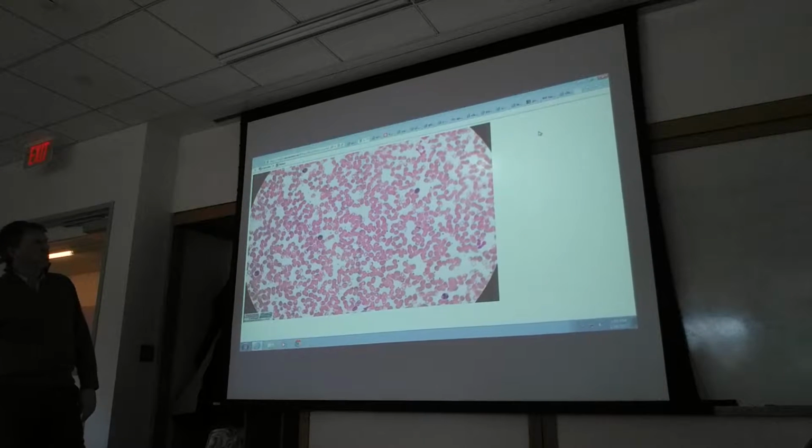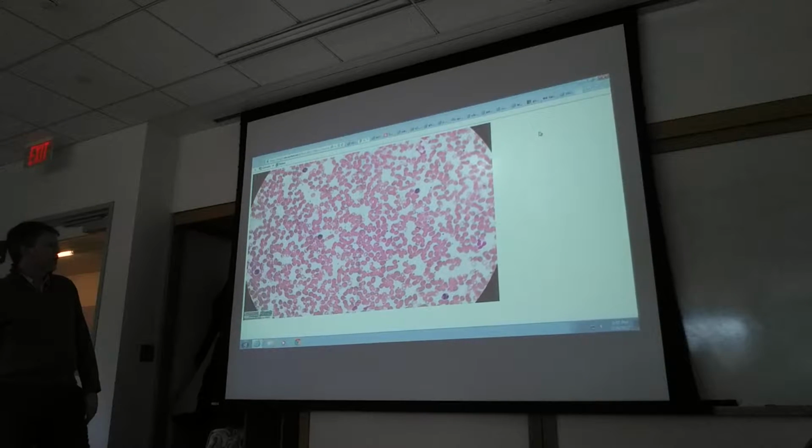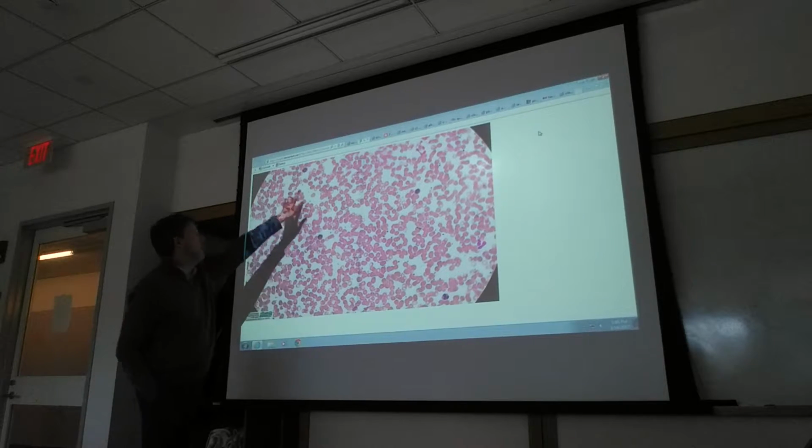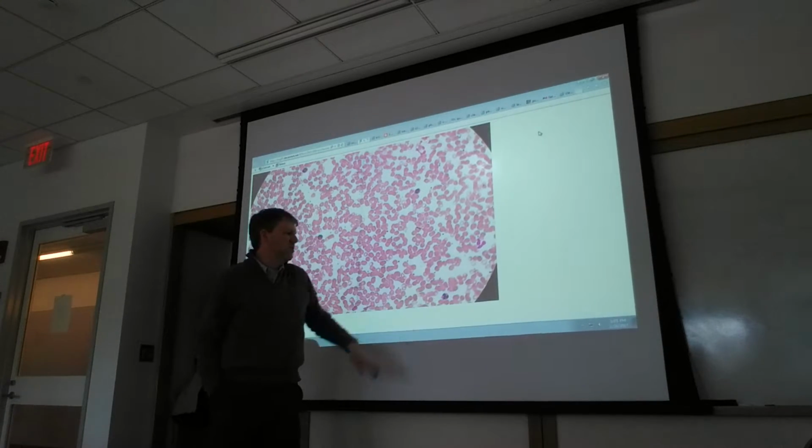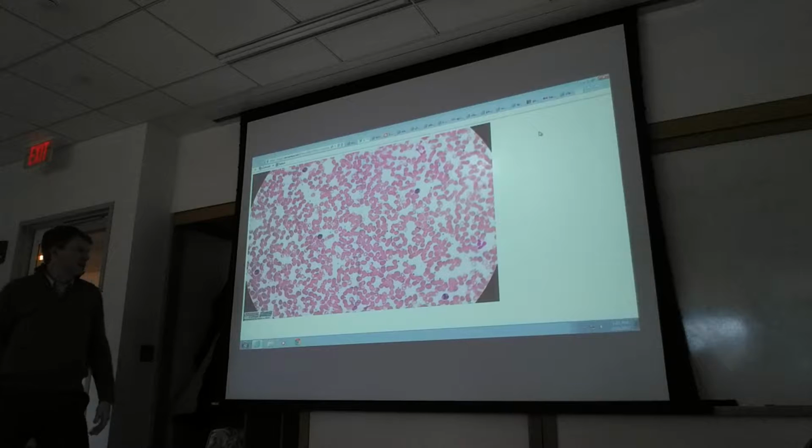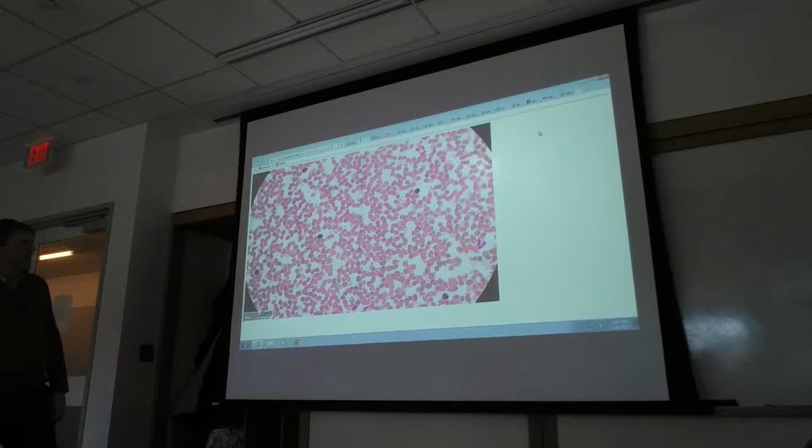So the weird ones, the ones that are going to give you possible difficulties, are all these bigger purple ones. What are those, do you suppose? Those are the white blood cells. Now, this slide, I think they kind of got lucky when they took this. A lot of times, you won't see that many white blood cells on a single slide.